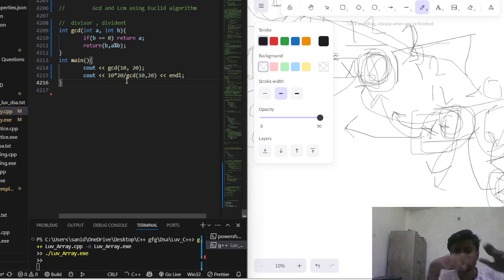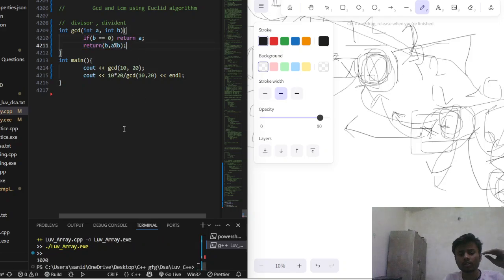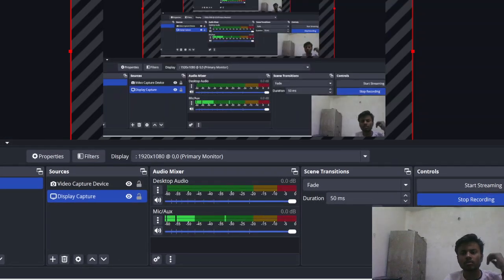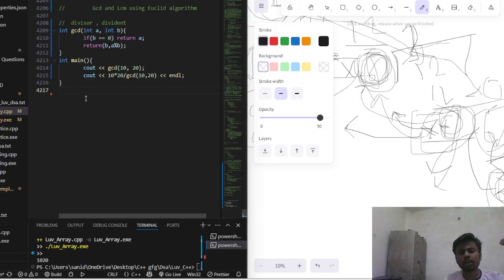If you talk about time complexity, the algorithm is still calling the function again and again, big O of n times, so the time complexity will be big O of n, and we are not using any extra space, so it will remain as it is.